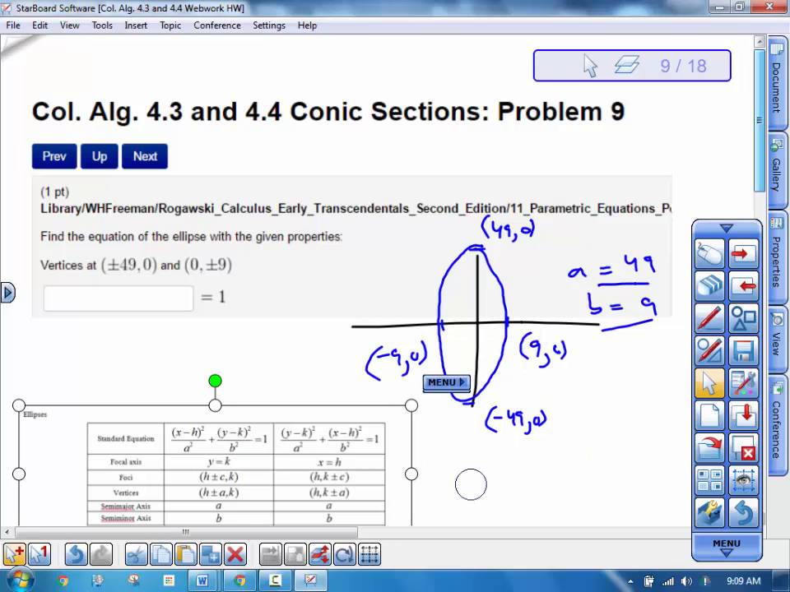Now, it wants the small one first, so make sure when you enter these in, you do 2 minus the square root of 80, comma 1 first. And then you do 2 plus the square root of 80 second. Okay? And then it also wants us to find the vertices.